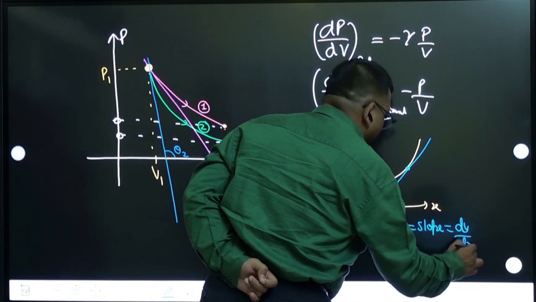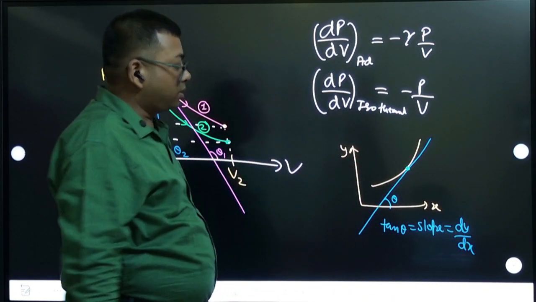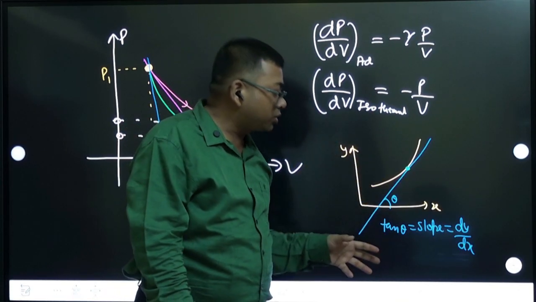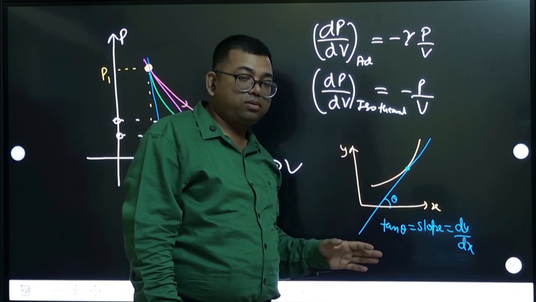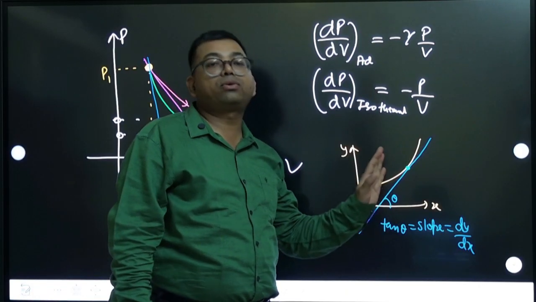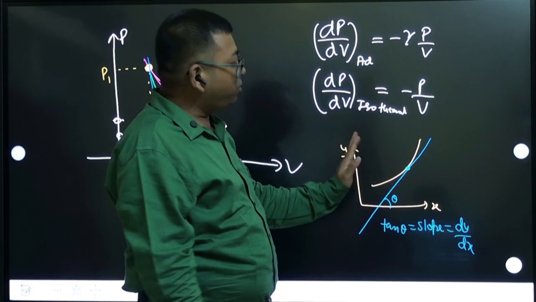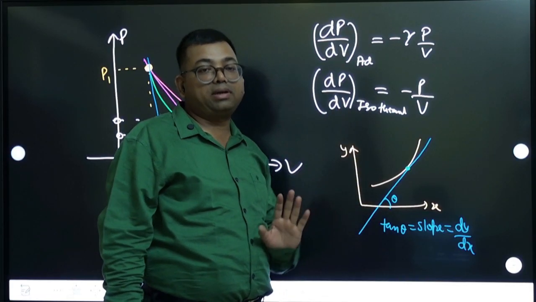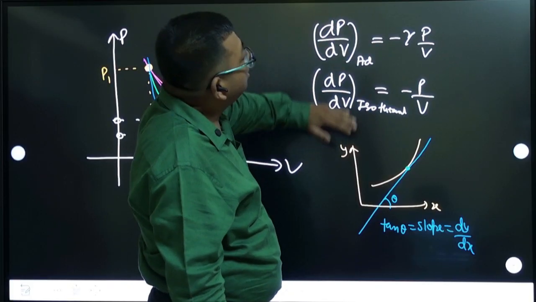Now I will again repeat. If theta is large, if the angle is large, slope is more. If the angle is less, slope is less. That's a simple rule. If the angle is more, slope is more. Angle is less, slope is less. Very simple funda. Now tell me here, which is more?